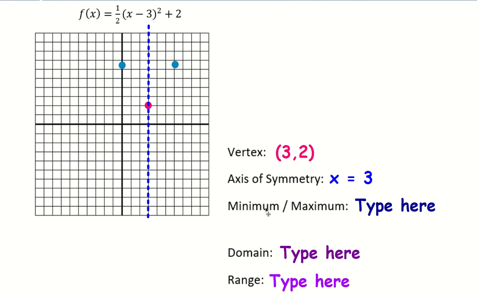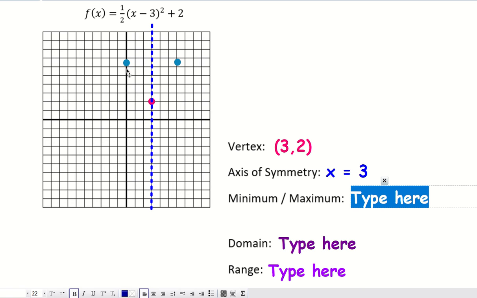Once again, as far as a minimum or maximum, you could have understood simply from this a value that your U is going to be right side up. And if your U is right side up, that means there is a min. Okay, there's an absolute lowest point. And remember, this is always about your y-coordinate. So your absolute lowest point would be basically the y-coordinate of your vertex. So you would say a minimum value of 2.